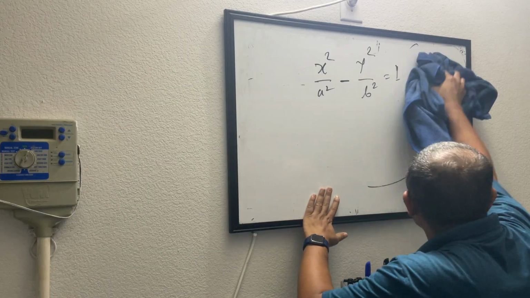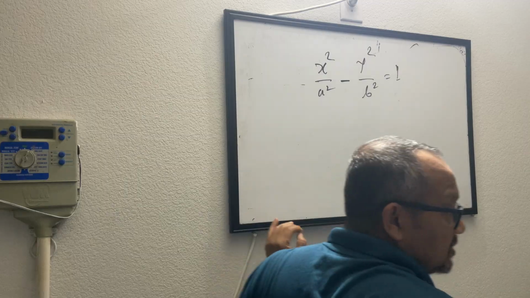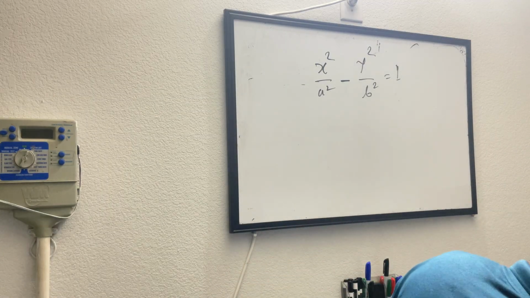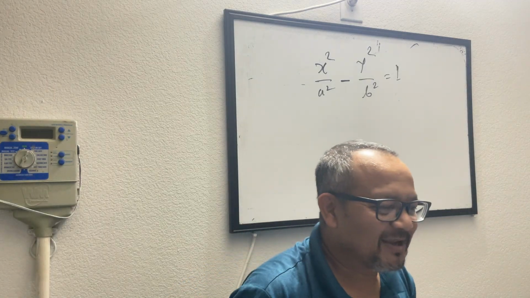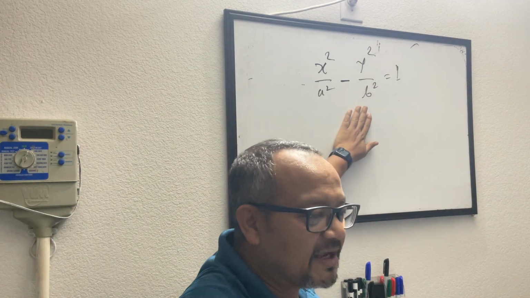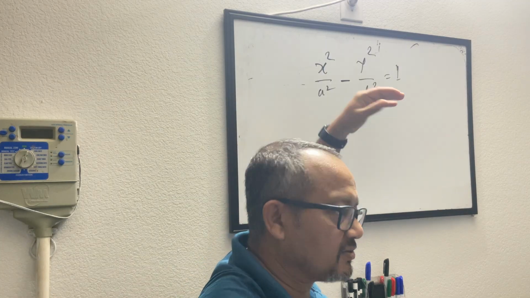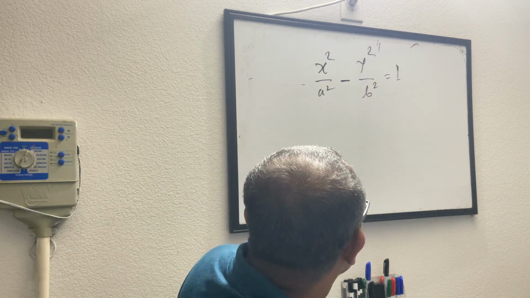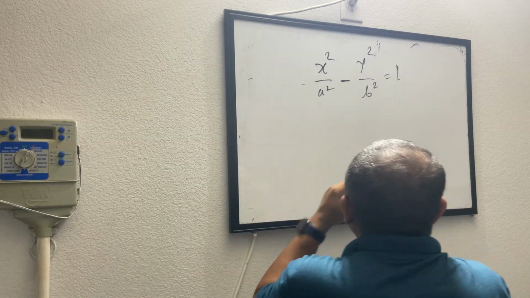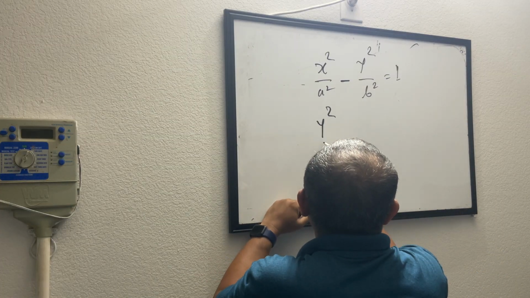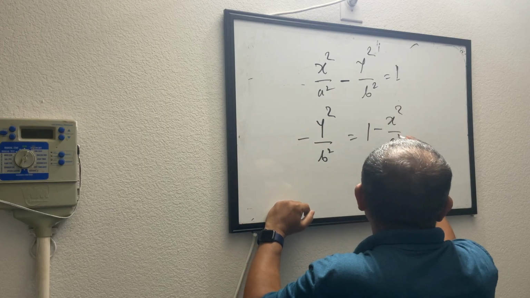So asymptote I just touched upon from a concept point of view. Now let's look at this nasty formula that we are trying to get used to. Okay? So this is the equation for the hyperbola. We don't know how this looks. Let's try to break it down. Let's try to get y on one side, everything else on the other side. So y squared by b squared equals 1 minus x squared by a squared. If this is my equation.